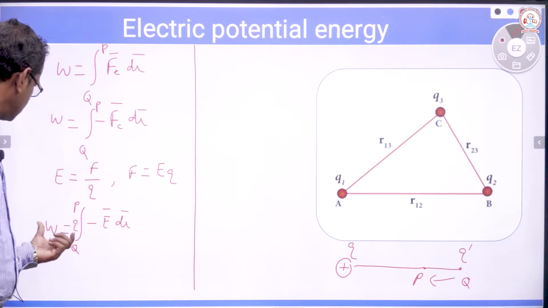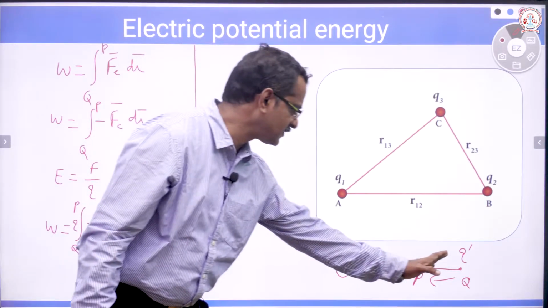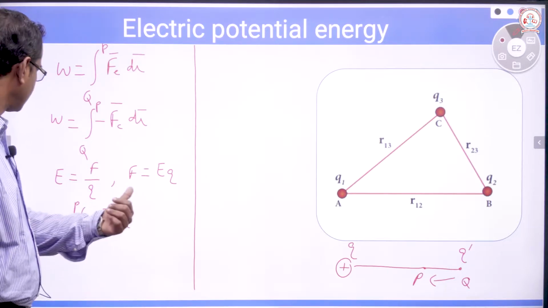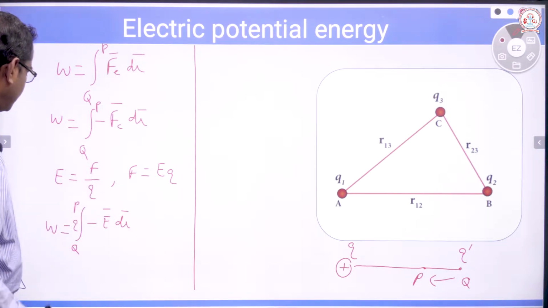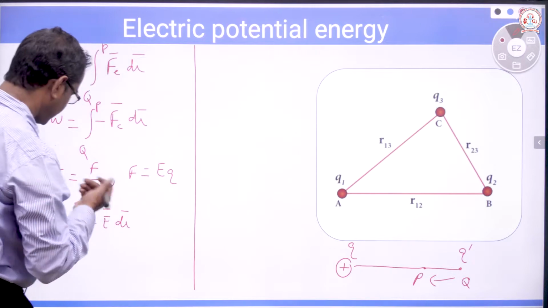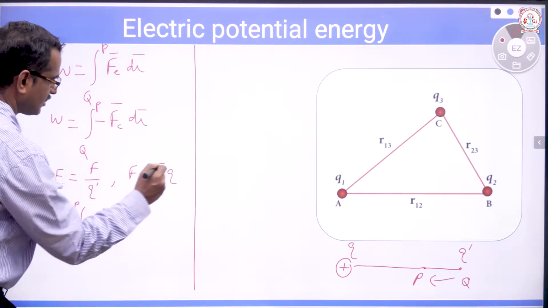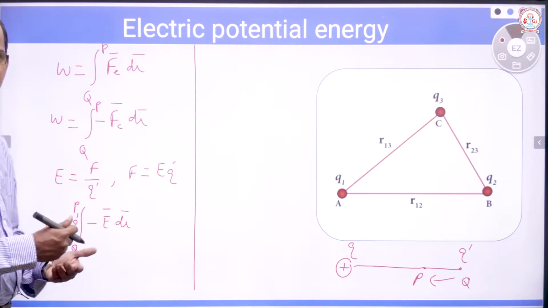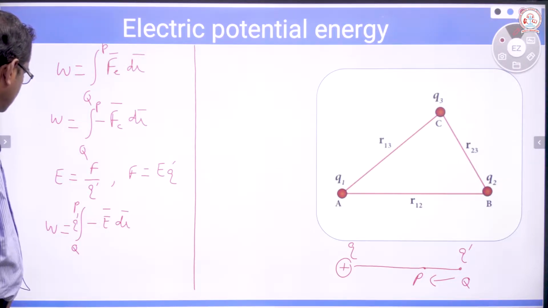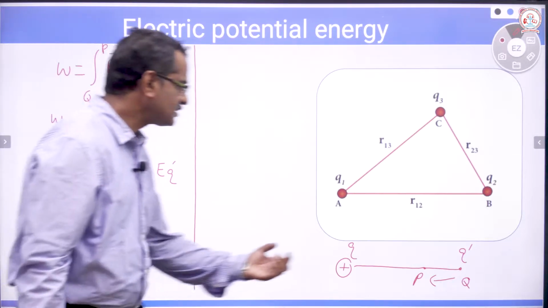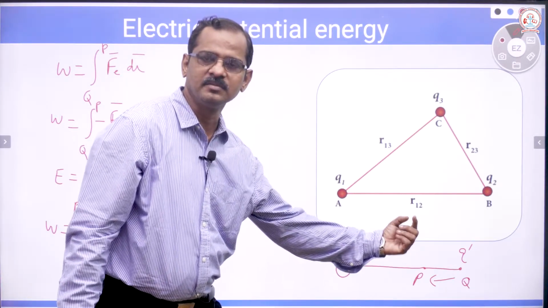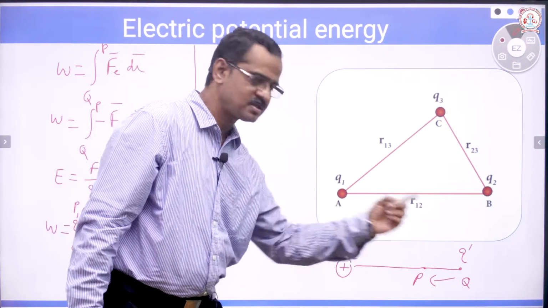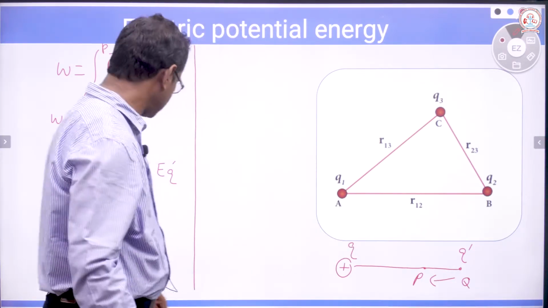This is the work done in bringing charge Q dash from Q to P, isn't it? Here we have taken the charge as Q dash, therefore let us substitute Q dash here instead of Q. The actual definition is the amount of work done in moving unit positive charge. Unit positive means that Q dash is one positive charge.